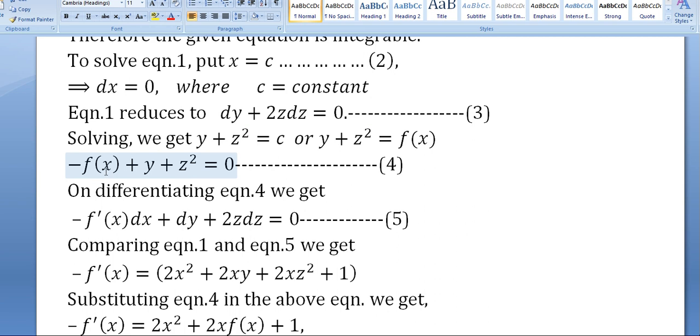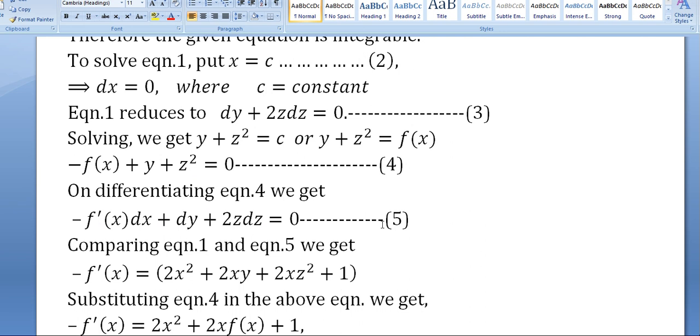When I differentiate this equation 4, we will get minus f dash of x into dx plus dy plus 2z dz is equal to 0. So let us compare this equation with the given equation.